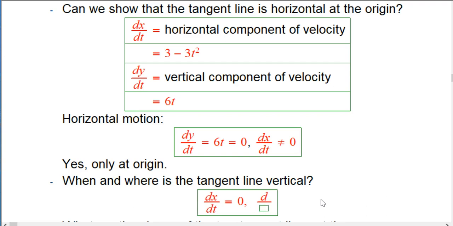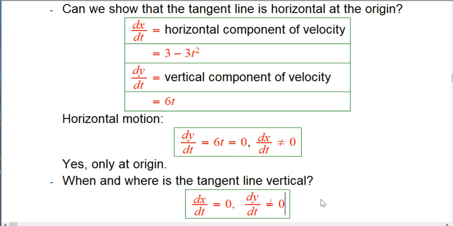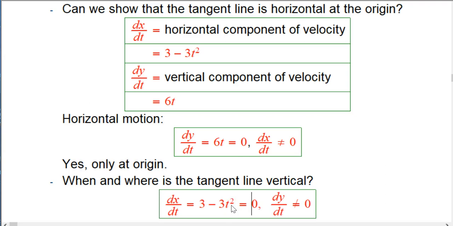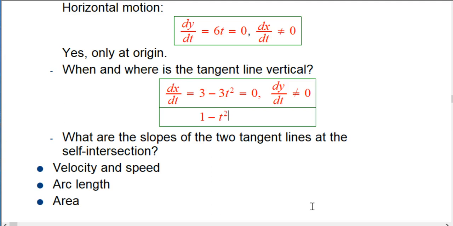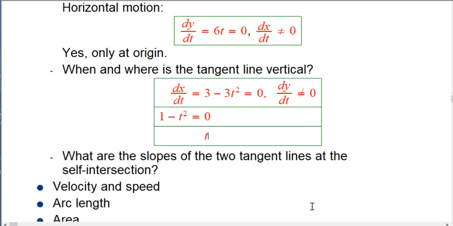But we better actually have it moving in the y direction, or else it's rather more complicated. So dy/dt should not be 0. So let's set dx/dt equals 0. So that's 3 minus 3t squared. Okay, so that's going to be where 1 minus t squared equals 0, or t equals plus or minus 1.